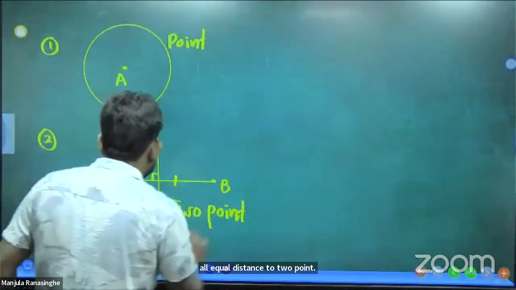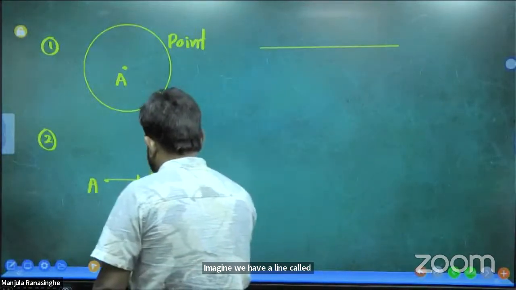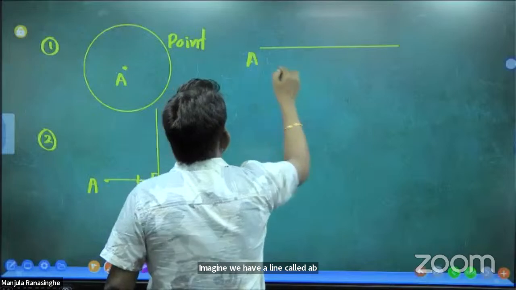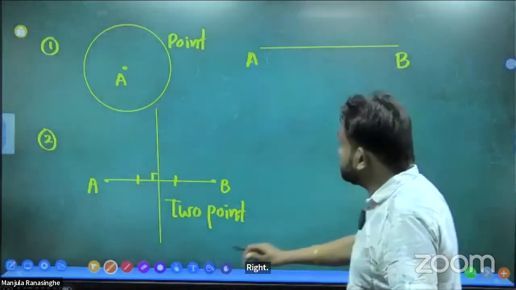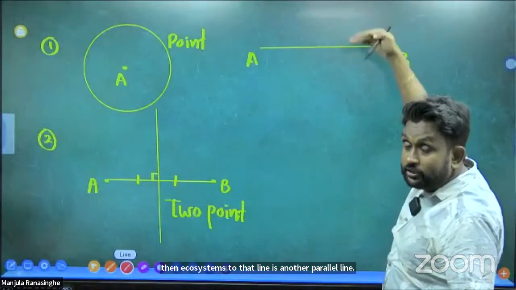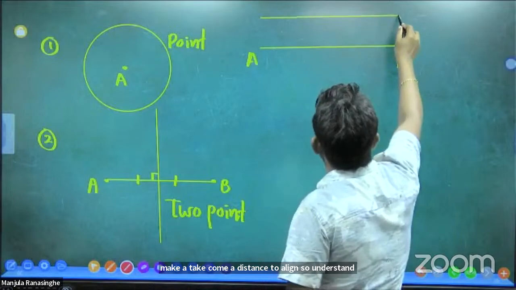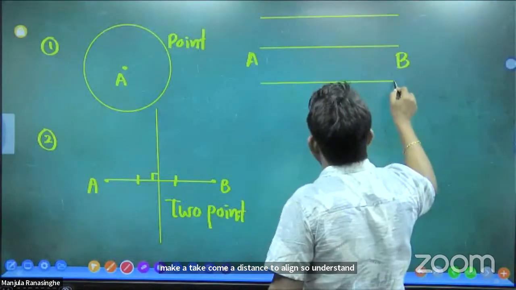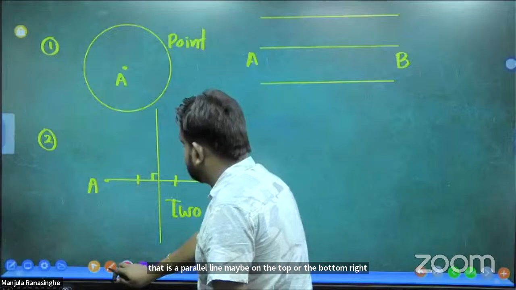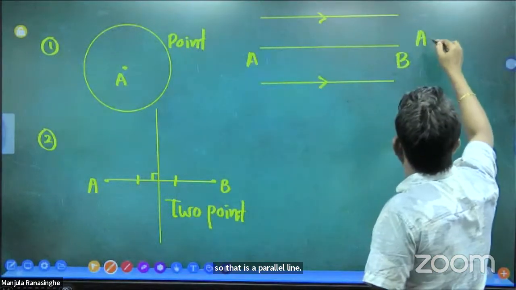a line. Imagine we have a line called AB, right? Then equidistance to that line is another parallel line. Make a common distance to a line. So understand, that is a parallel line, maybe on the top or the bottom, right? So that is a parallel line. Okay, so that is equidistance to a line.